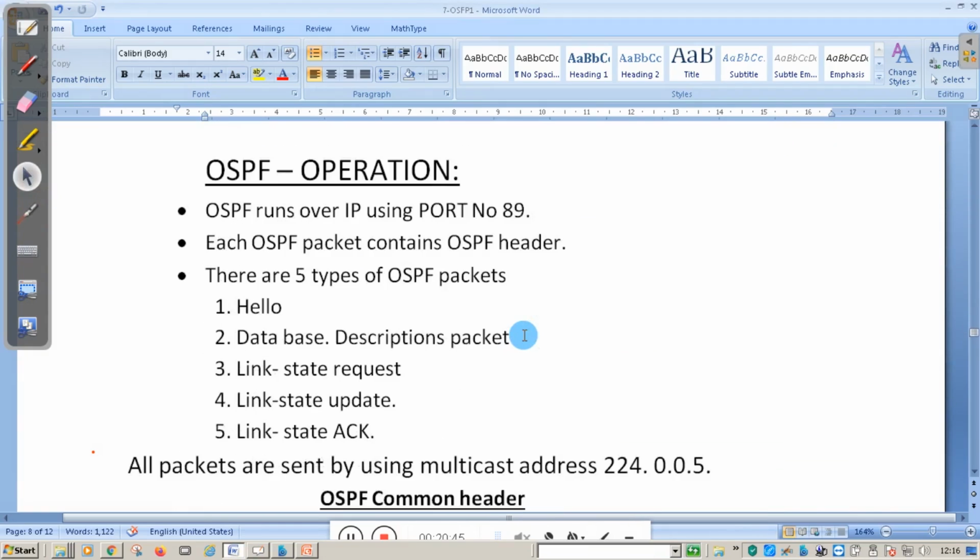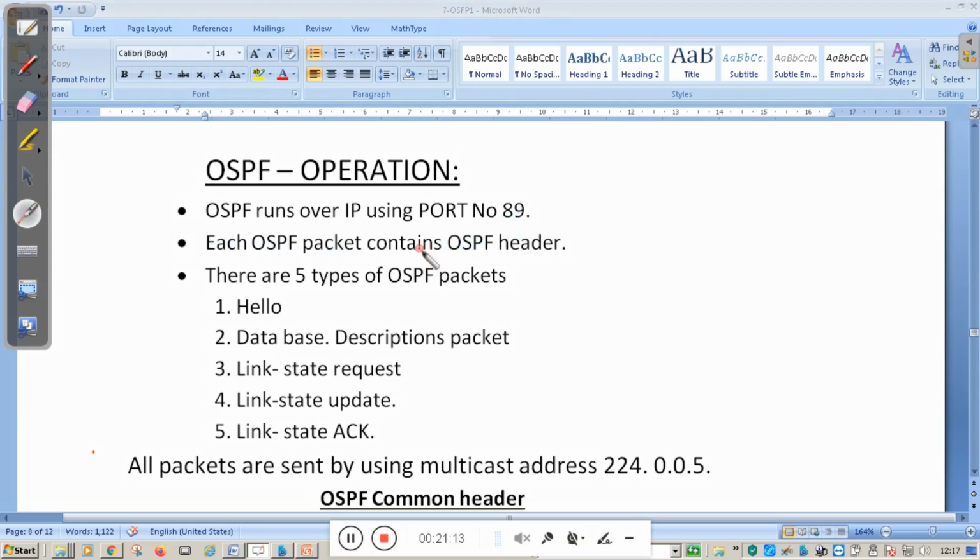Now, OSPF operation, how OSPF works. With this we'll wind up. Let me explain OSPF operation, and after that we'll wind up this session. OSPF runs over IP. Please remember this one. OSPF runs over IP using port number 89. IP works on the network layer. So OSPF runs over IP using port number 89.